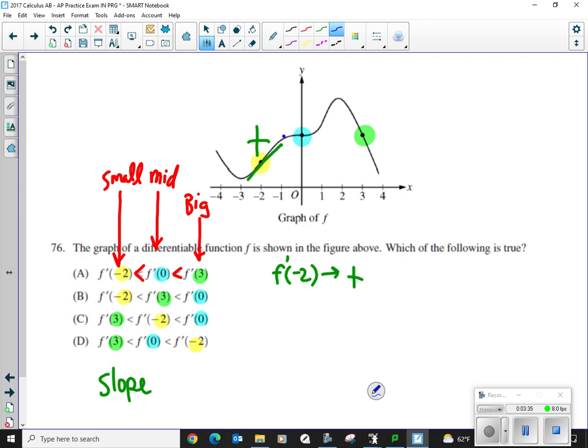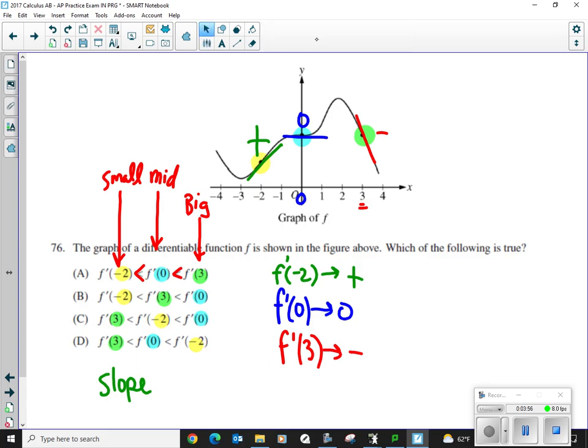At 0, that's a horizontal line when x is 0, and that has a slope of 0. So the slope when x is 0 is 0. And last but not least, at 3, this is a negative slope. So the slope at 3 is negative. And this is how we answer our question.